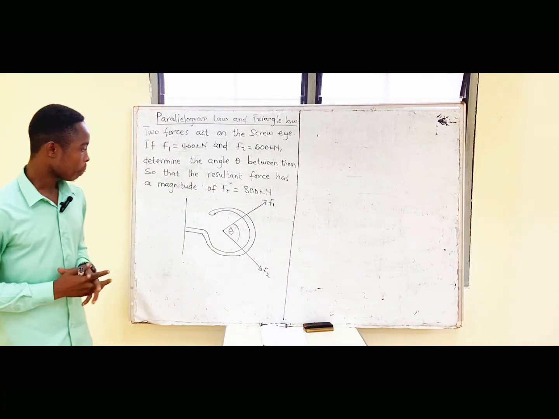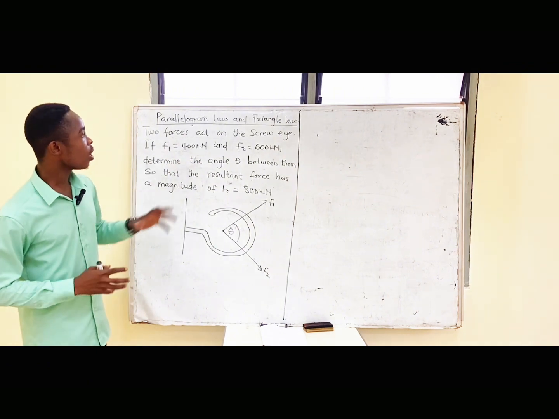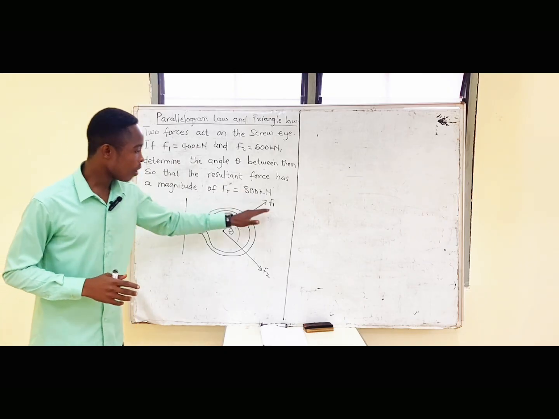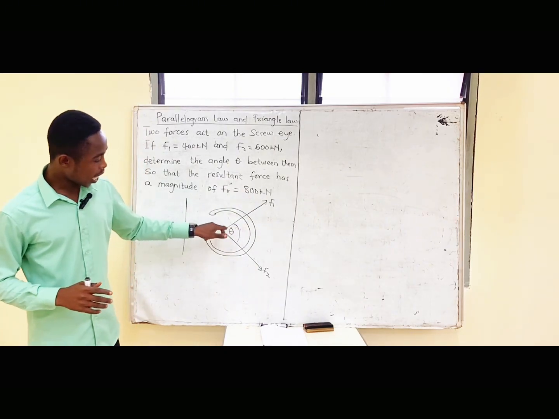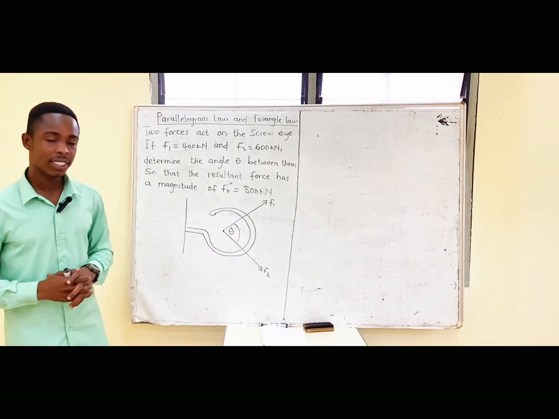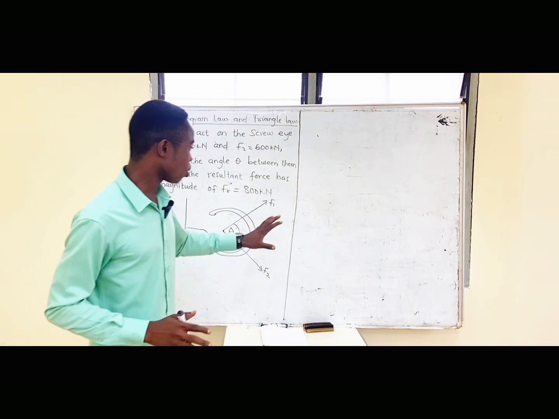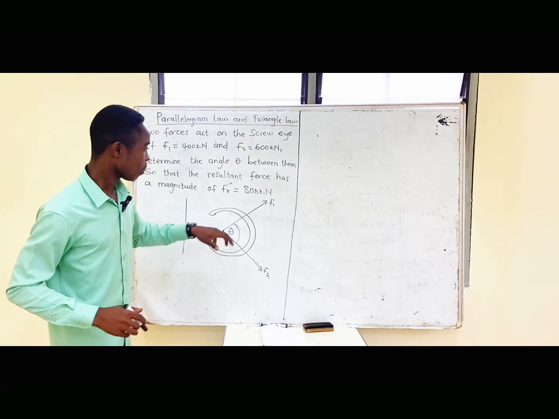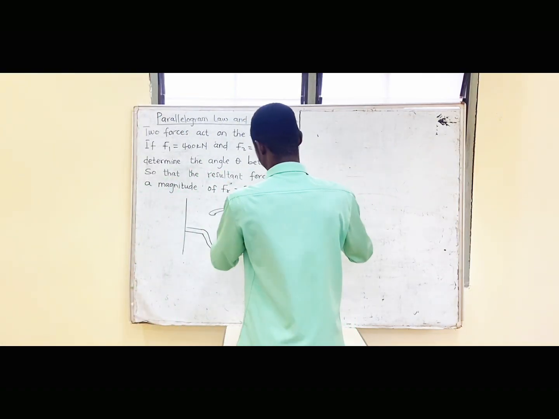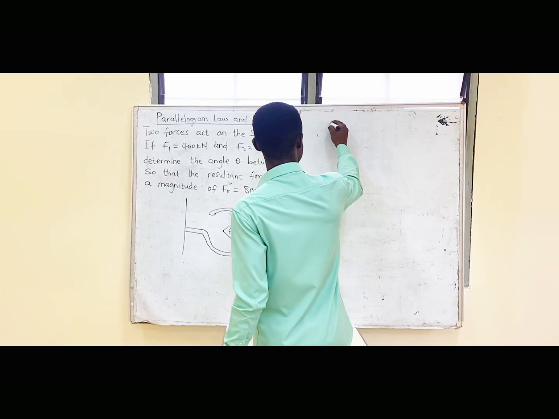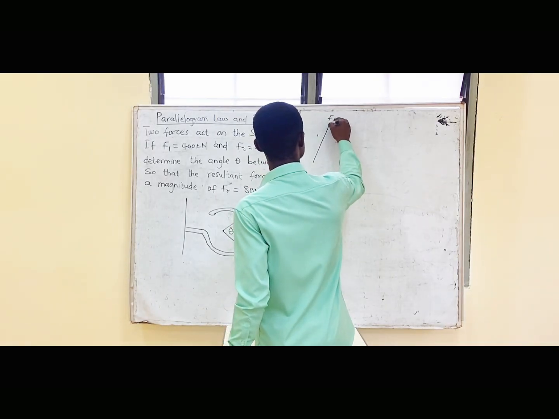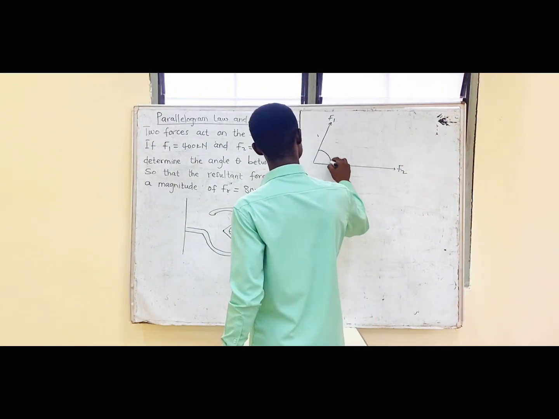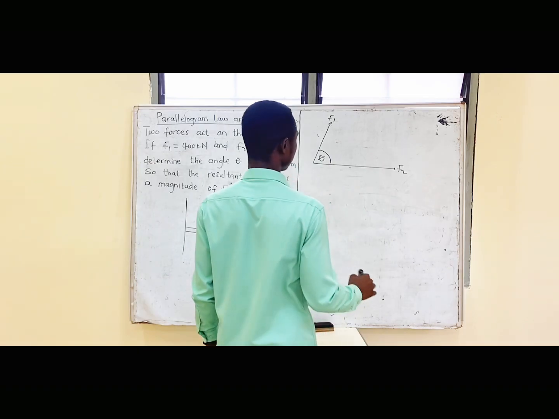So over here, we are going to use the parallelogram law to analyze this particular problem. Now we have two forces, F1 and F2, and the angle between these two forces is theta. So we need to draw out our forces, which is F1. So we can quickly draw the parallelogram out of this. So we have F1, then we have our F2 with an angle theta in between.